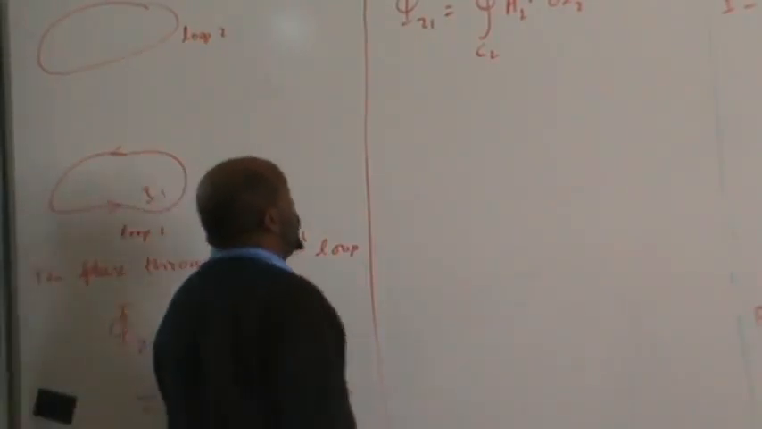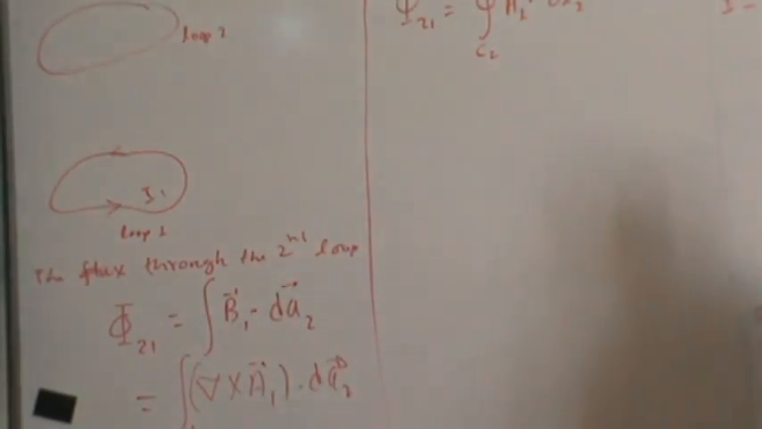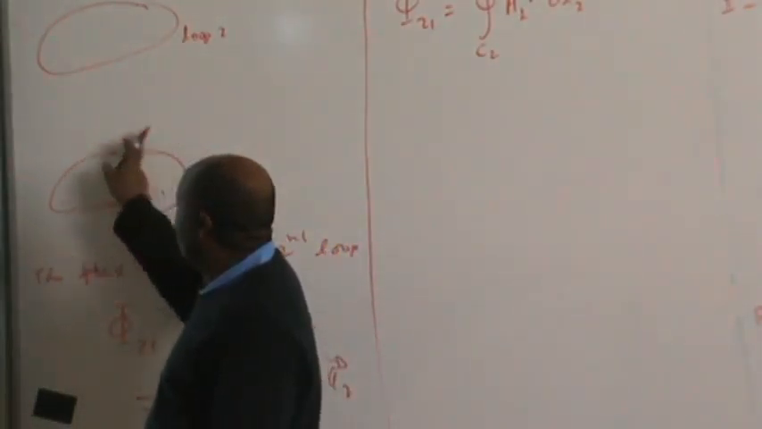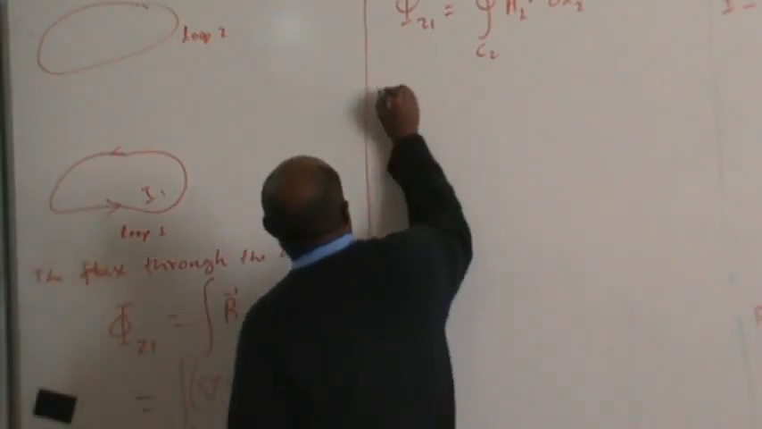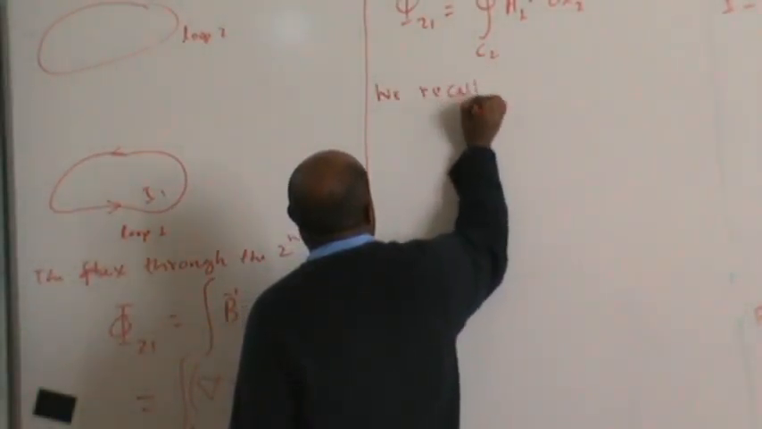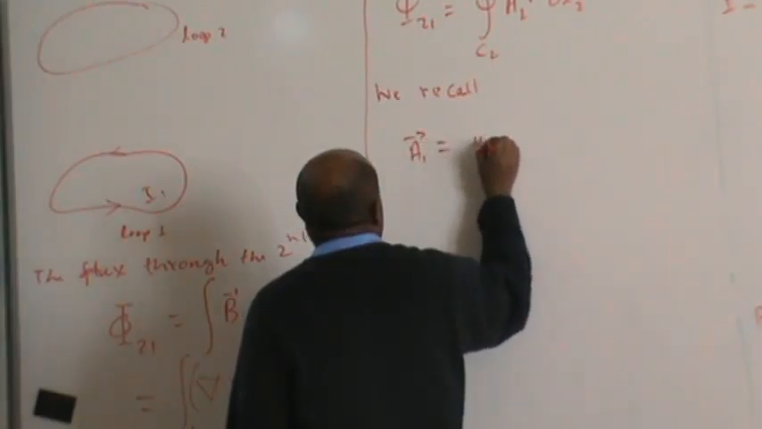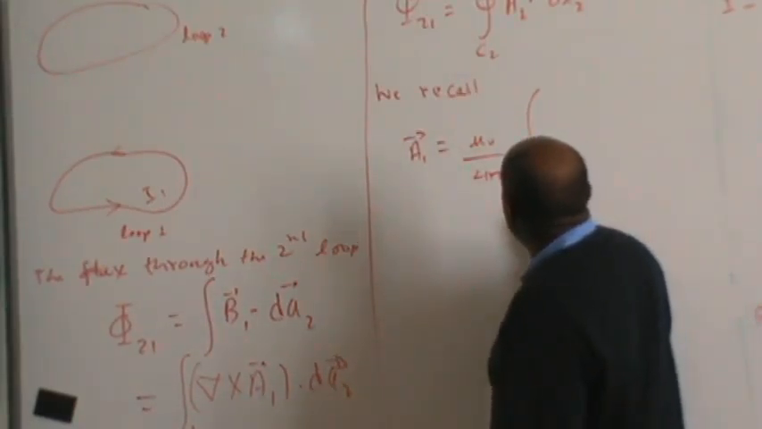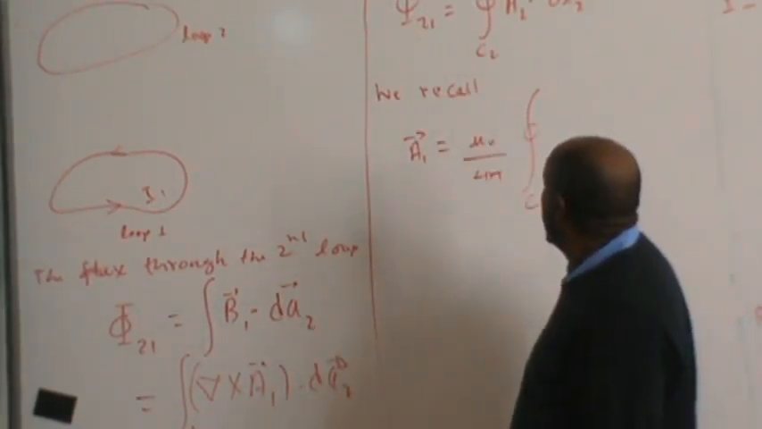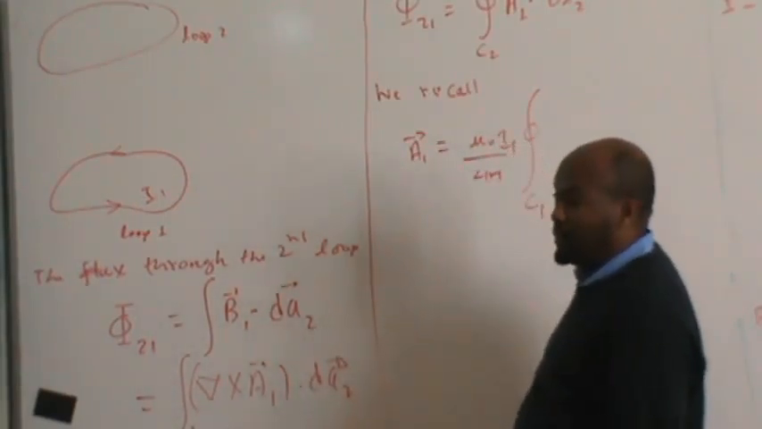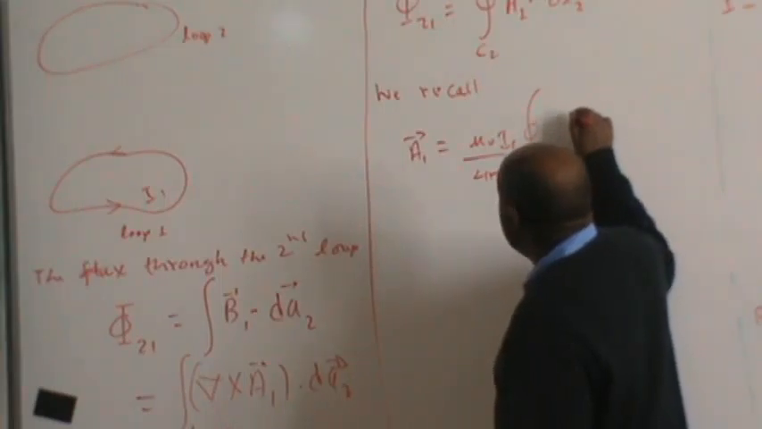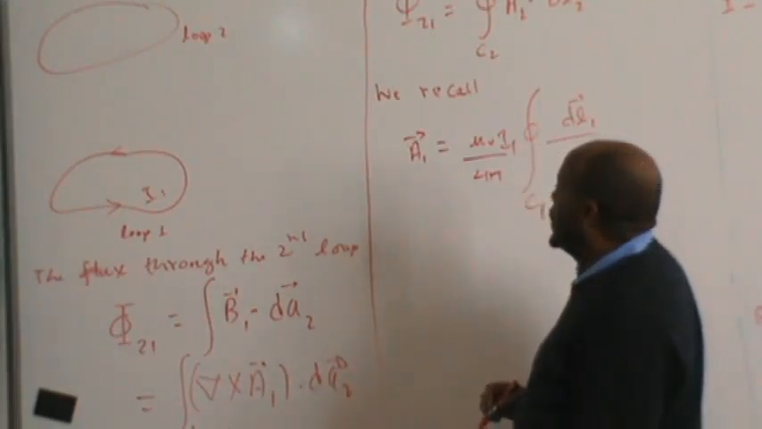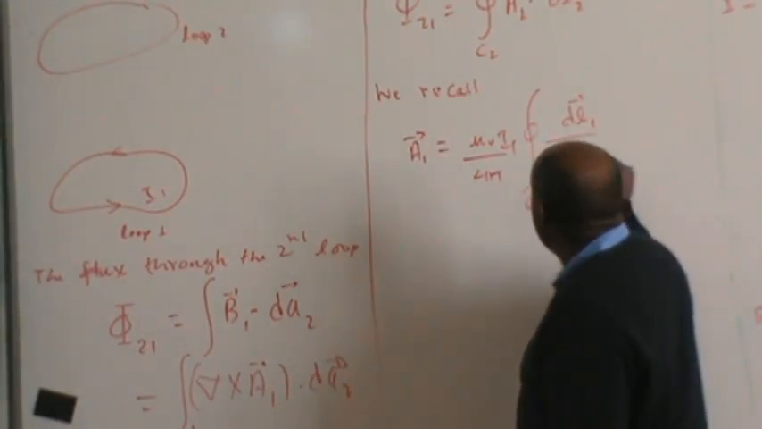But how do we express the vector potential? How do we determine the vector potential of a current carrying wire? So we just recall A1 equal to mu naught over 4 pi, the integral over C1 of I1, if it's the steady current, of dL1 over the magnitude of R minus R prime.